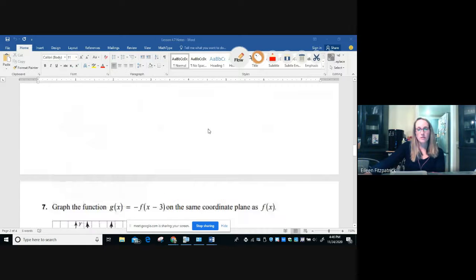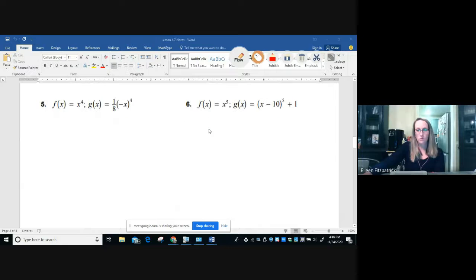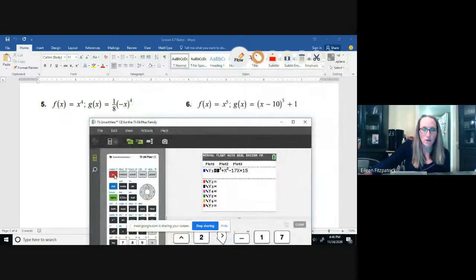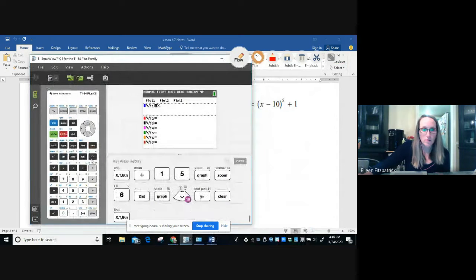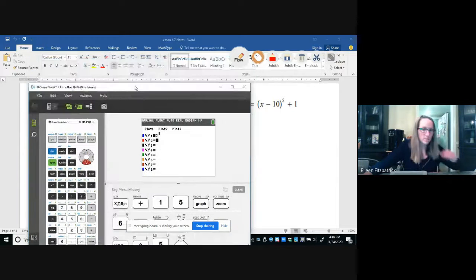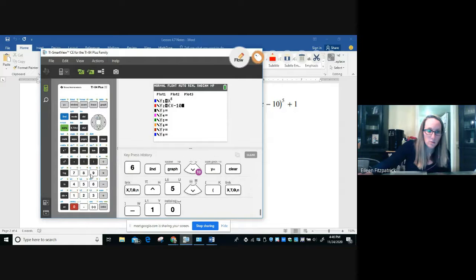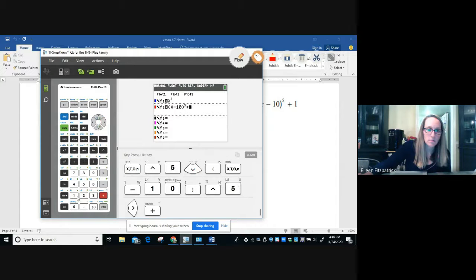All right, so I said I would graph one of them. Let's just go back. We'll go to number 6 since it was the last one. Let me pull up my graphing calculator. Okay, so I'm going to plug in both functions. I have x to the 5th for the first one. The second function is parentheses, x minus 10, close parentheses, raised to the 5th, plus 1. And we're going to graph. So the parent function, the original, is blue, and the new is red.